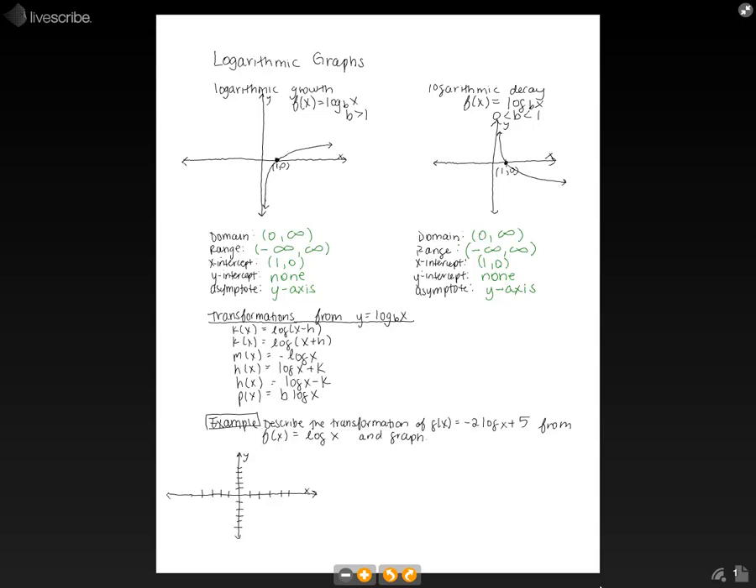which means the y-axis also must be the asymptote. So as you can see, the really only difference between the logarithmic growth and decay is the direction of the function, but the domain, range, x-intercept, y-intercept, and asymptote are the same for both.